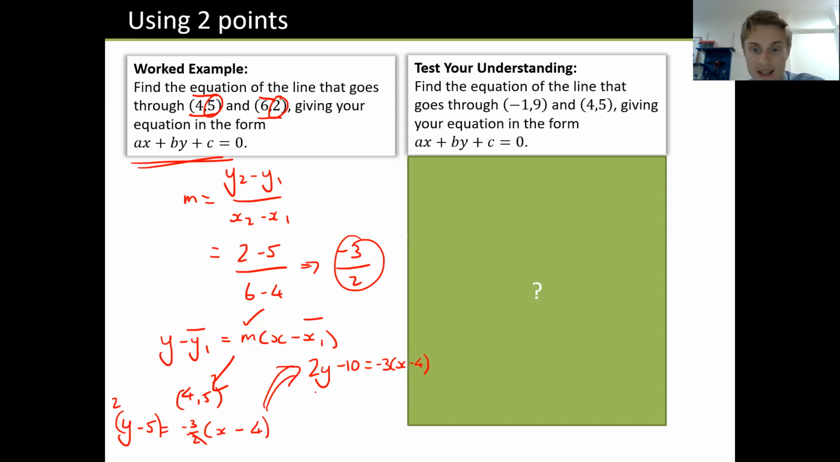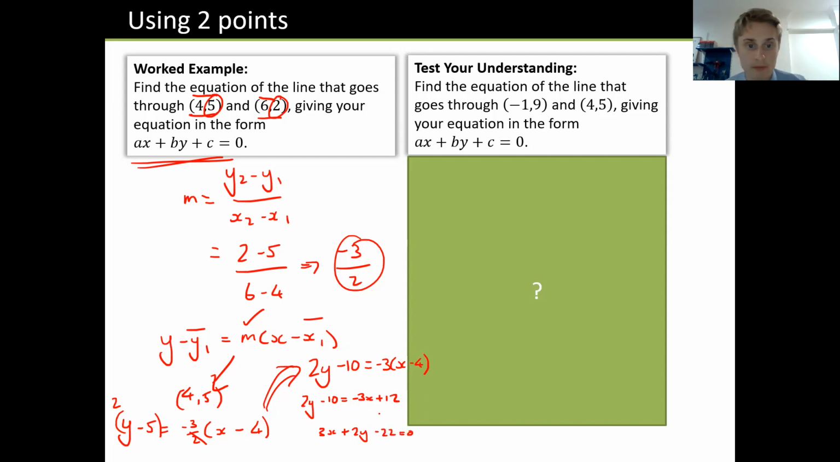Okay, from here, I just expand out. So 2y minus 10 equals minus 3x plus 12. Now we move everything to the same side. I'm going to move the x, I'm going to move the 12. So 3x plus 2y, and then I suppose I have to take away 22 equals 0.